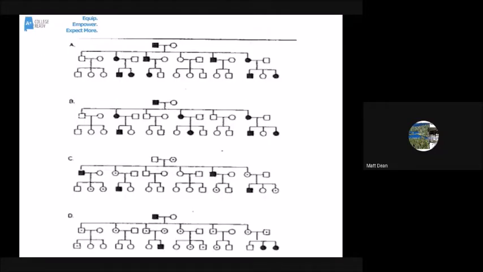All right, so here are a few pedigree charts that we want to go through and determine the mode of inheritance on. So I want you guys to take just a minute, and I want you to take A and B, and try to determine the mode of inheritance. I'll give you like a minute and a half, 2 minutes to try to determine the mode of inheritance on A and B.